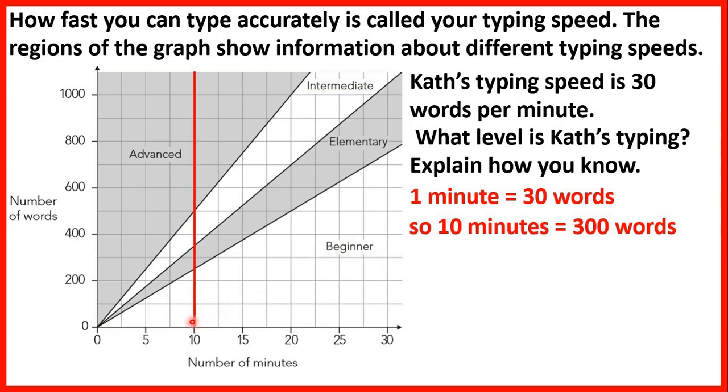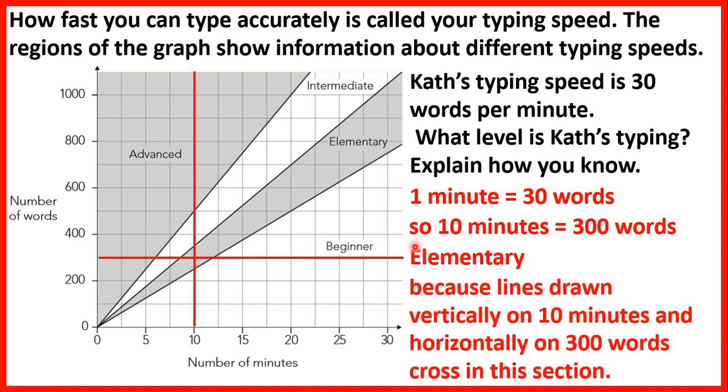And we can find that on the graph, because if we draw a line up from 10 minutes and then a line across from 300 words, we can see that that crosses in the elementary section. So that's her typing level, because lines drawn vertically on 10 minutes and horizontally on 300 words cross in this section.